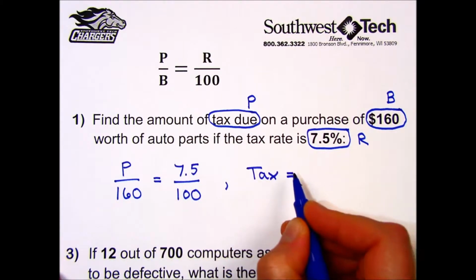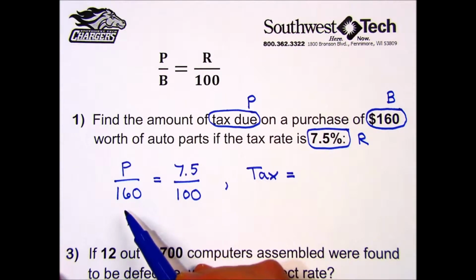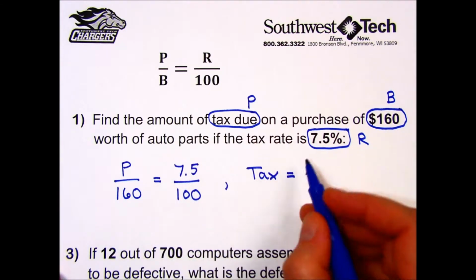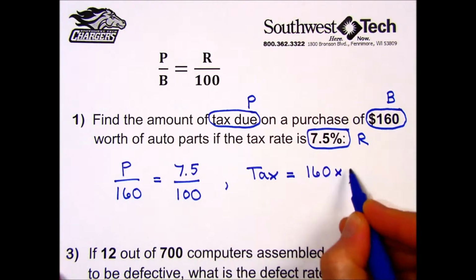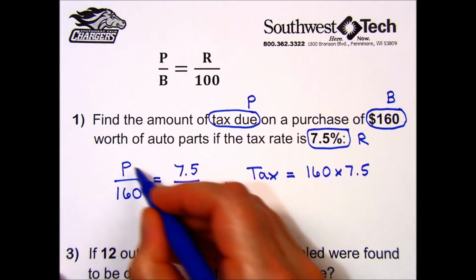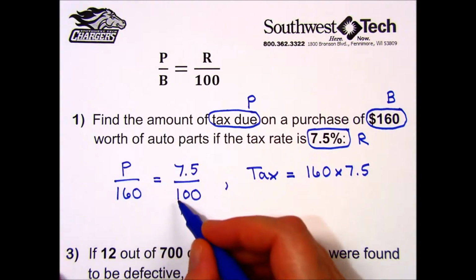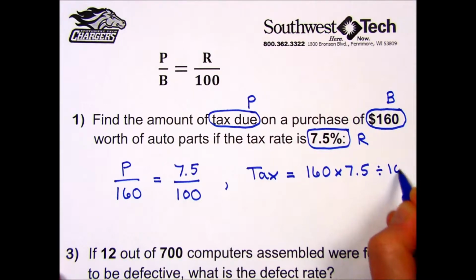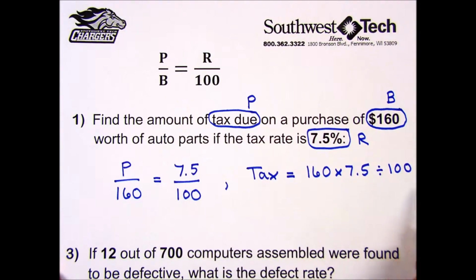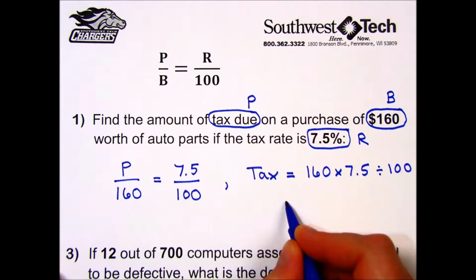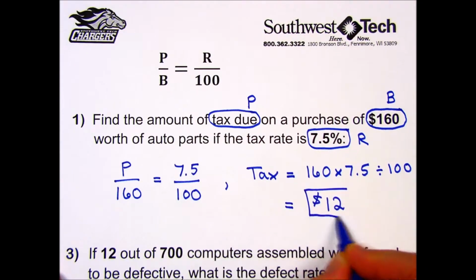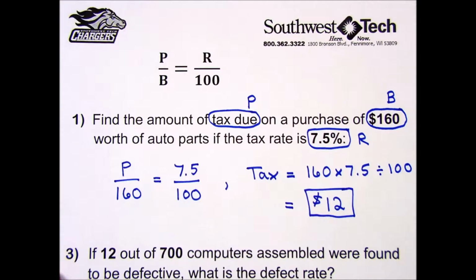To find that, I locate the diagonal that has two numbers on it, and I multiply those two numbers, 160 times 7.5. Then I divide by the number on the diagonal with my unknown. Divide by 100. I put this on my calculator in one step, and I have my answer, 12. And in this case, it's dollars. My tax due is $12.